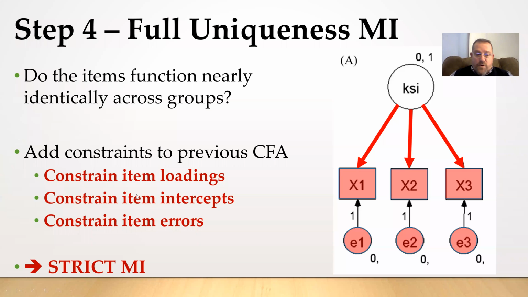So at step 4, you constrain the item loadings, the item intercepts. You also constrain the item errors. So you're saying the items are endorsed to the same degree, they load onto the factors to the same degree, and they have the same amount of measurement error or noise between the two groups. So that's strict. If you can demonstrate that, you have strict measurement invariance.